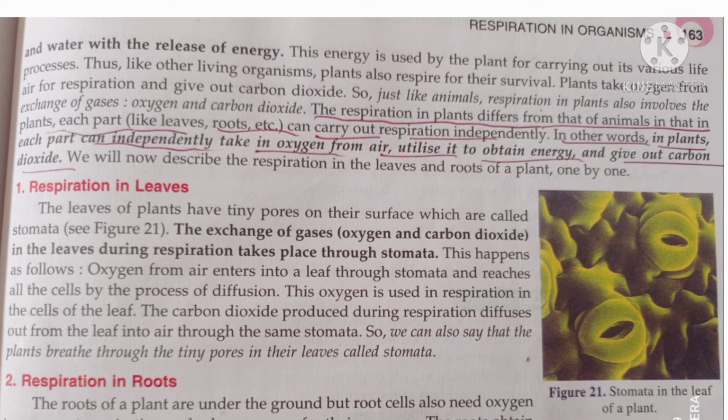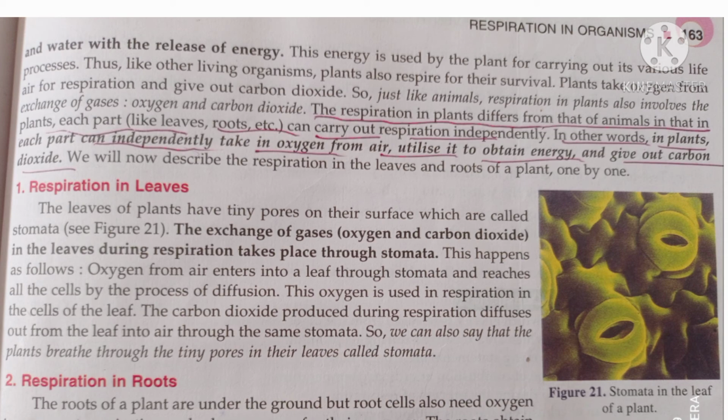Now let us discuss respiration in leaves. As we all know, the exchange of gases, that is oxygen and carbon dioxide, in the leaves during respiration takes place through stomata. This happens as follows. Oxygen from air enters into a leaf through stomata and reaches all the cells by the process of diffusion. This oxygen is used in respiration in the cells of the leaf. The carbon dioxide produced during respiration diffuses out from the leaf into air through the same stomata. So we can also say that plants breathe through the tiny pores in the leaves called stomata.